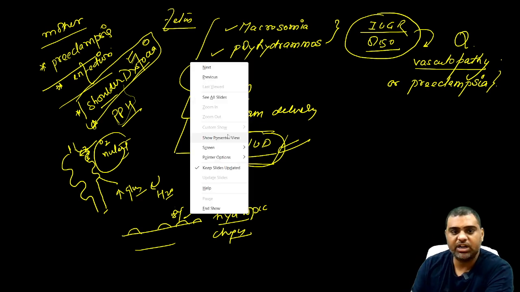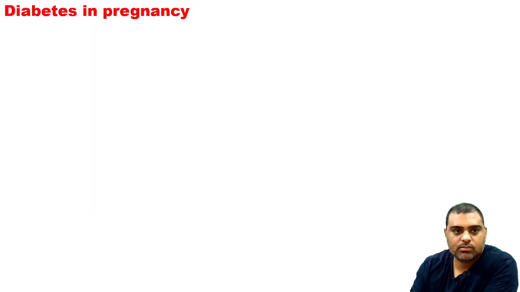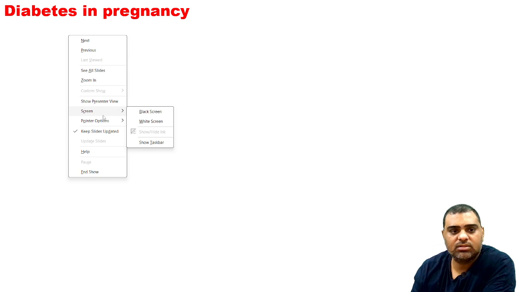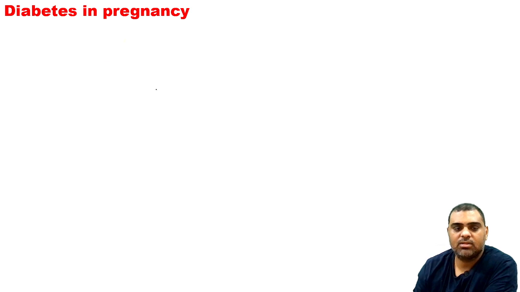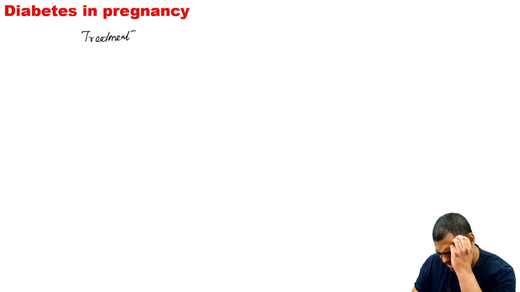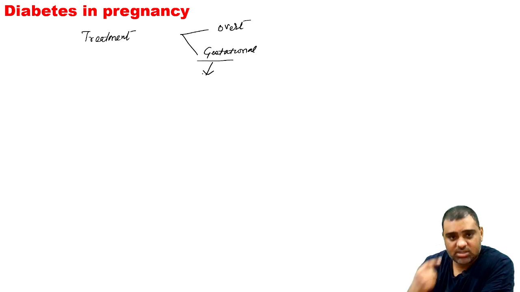Now we will see the treatment part. We know that there are two kinds: one is overt and the second is gestational diabetes. In gestational diabetes, what will you do initially?